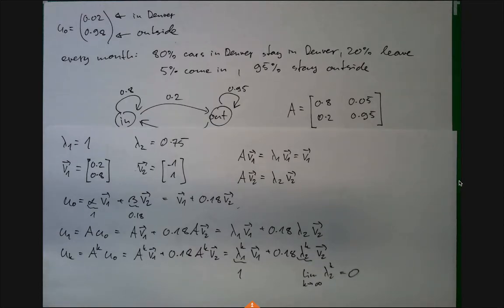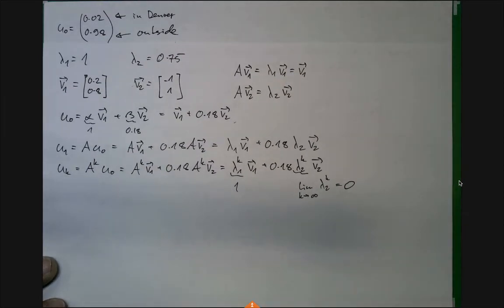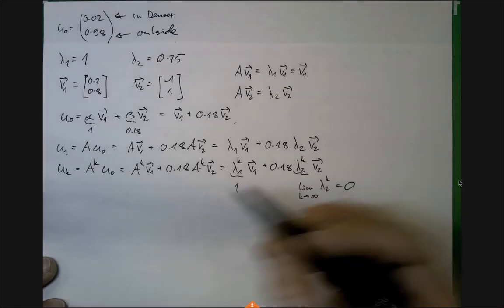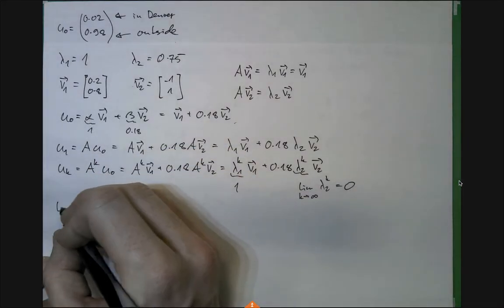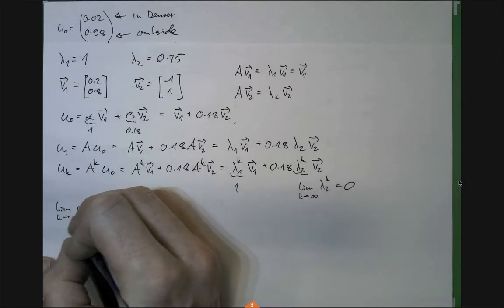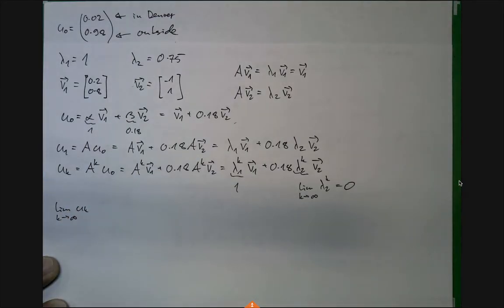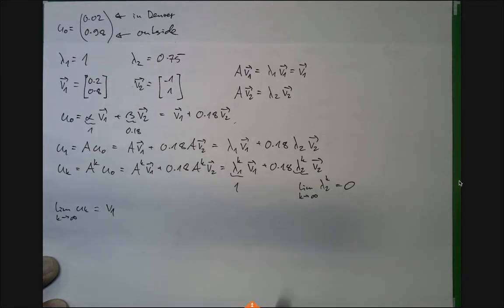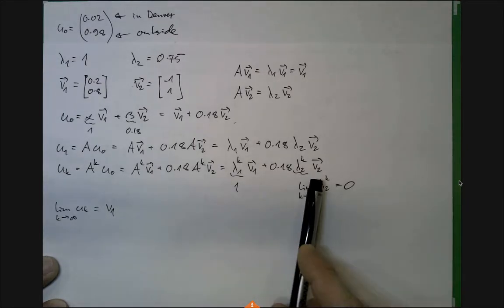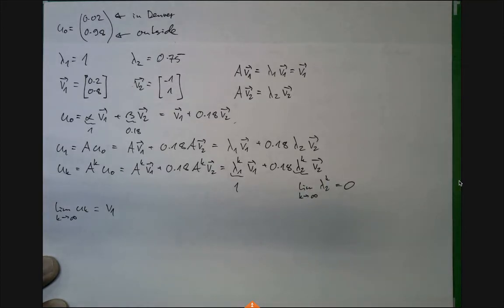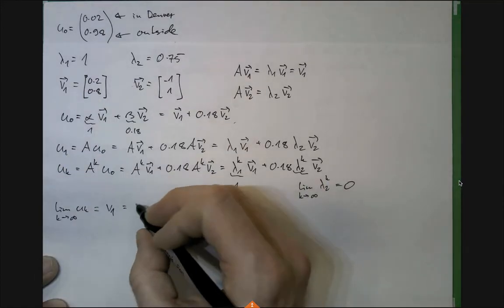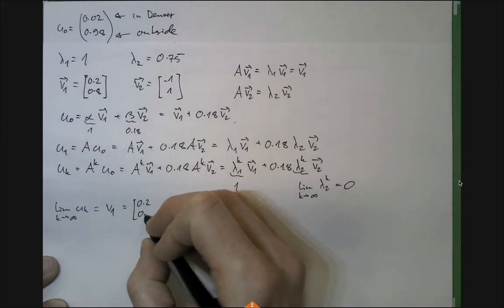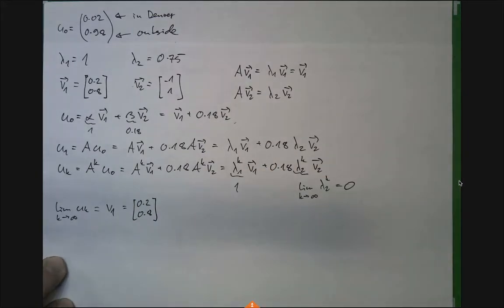So what does it mean for the limit of the entire thing? What does it mean for the limit of the vector, the limit of u_k for k going to infinity? Well, what do you think the limit is going to be? V1, exactly. Because this stays 1 and this very quickly disappears, we end up with V1. And V1, that's what we have here, that's the 0.2 and 0.8 vector. And that's the steady state. That's what I was looking for.